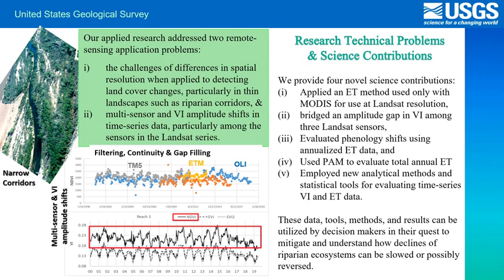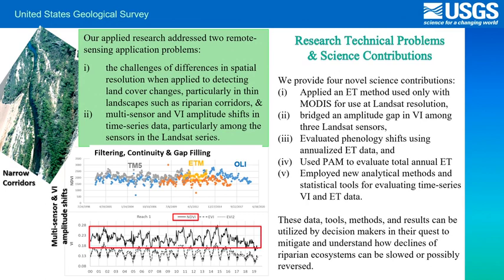One of the things that we did was to address 2 remote sensing application problems. We looked at the challenges of differences in spatial resolution when applied to detecting these land cover changes in riparian areas, and we used multi-sensor and VI amplitude shifts in our time series data to look at changes in the Landsat sensors, so between TM5 and ETM plus and OLI. So we've ended up doing some gap filling.